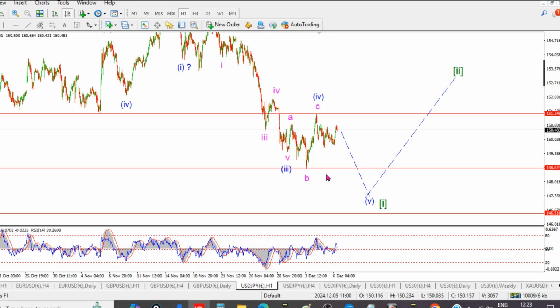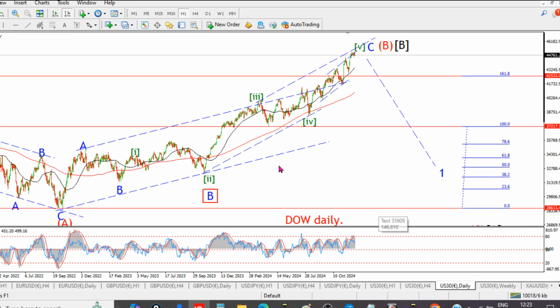From there, I would still expect one more low in wave 5 of 1. So we'll see how that goes next week. You can see here on the daily chart, the Dow, wave B up is now very close. Wave C of B is very close to tagging that upper trend channel line, that long-term trend channel line there.